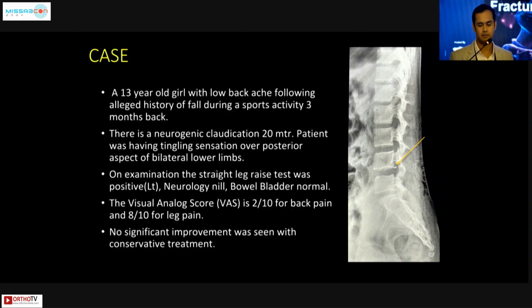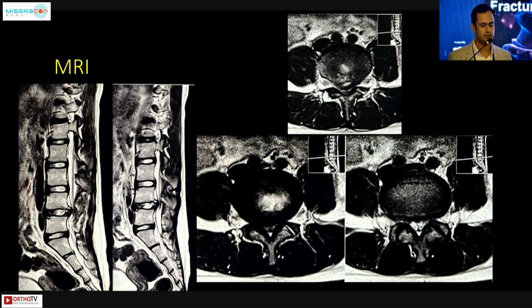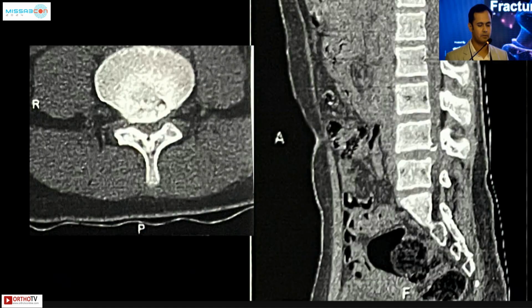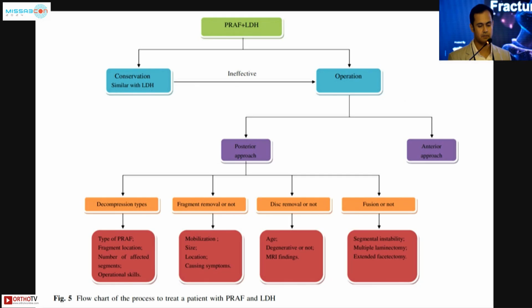This was the second case. I borrowed it from my friend. He did this case for a 13-year-old female patient with the same condition. He also did the same unilateral laminotomy and bilateral decompression without touching the disc herniation. And this is his pre-op MRI. I don't have his post-operative MRI with me.